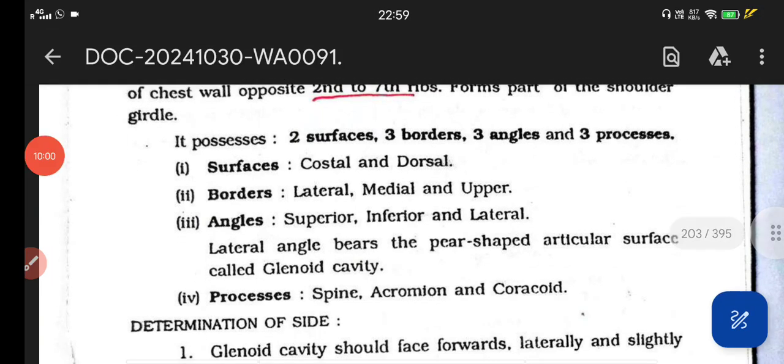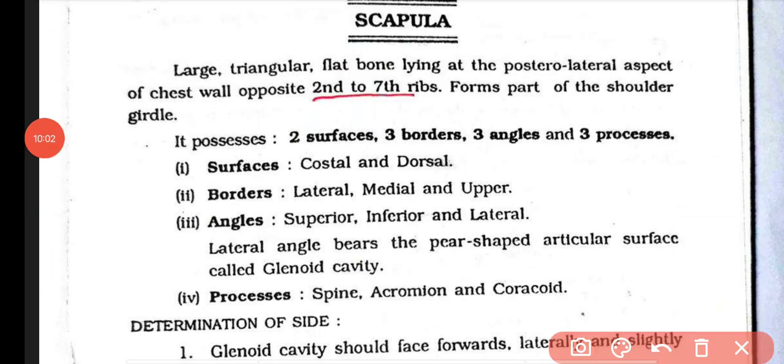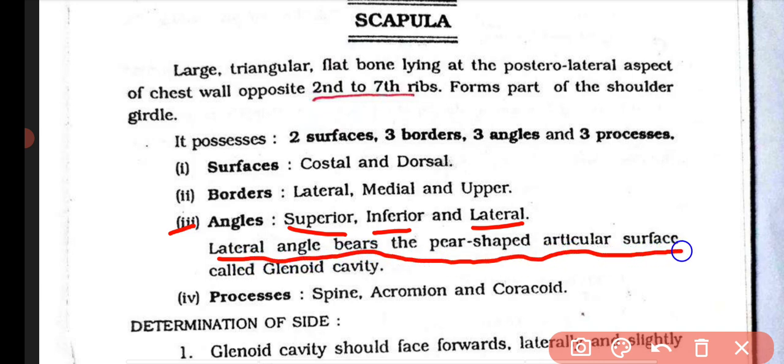Now, from the next point, the angles: superior angle, inferior angle, and lateral angle. The lateral angle bears the pear-shaped apex articular surface, which is called the glenoid cavity. The glenoid cavity articulates with the head of the humerus. Okay.